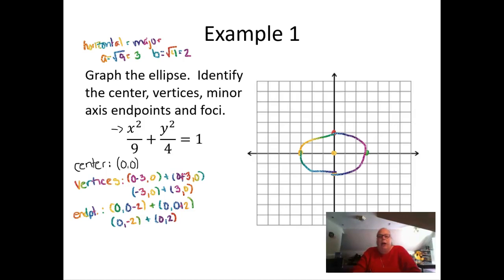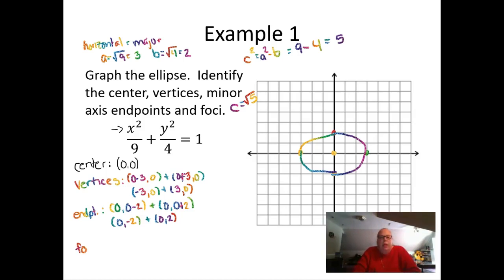Okay, to find the foci, we need to figure out what c is. Now c squared is defined to be a squared minus b squared. In this case, we said that a was the square root of 9. That means a squared is 9. So we're looking at 9 minus, and then b squared is going to be our 4. So our c squared is 5. That means that c is going to be the square root of 5. And the square root of 5 is a little bit more than 2.